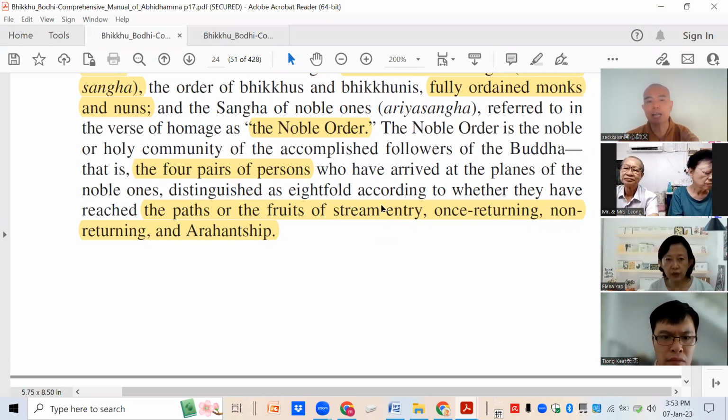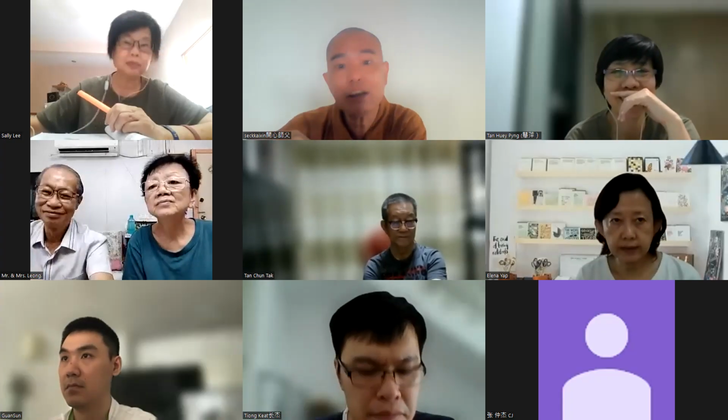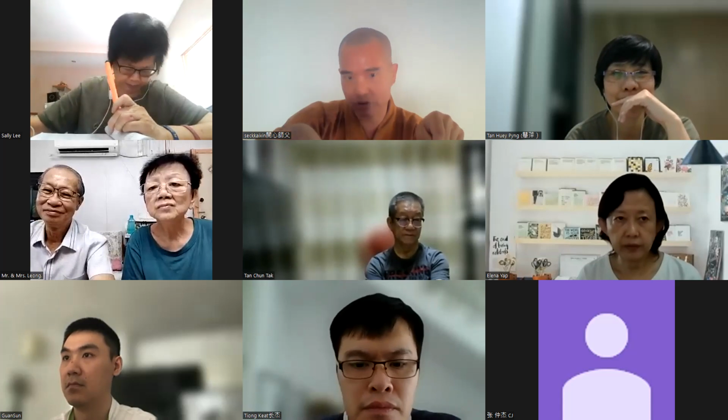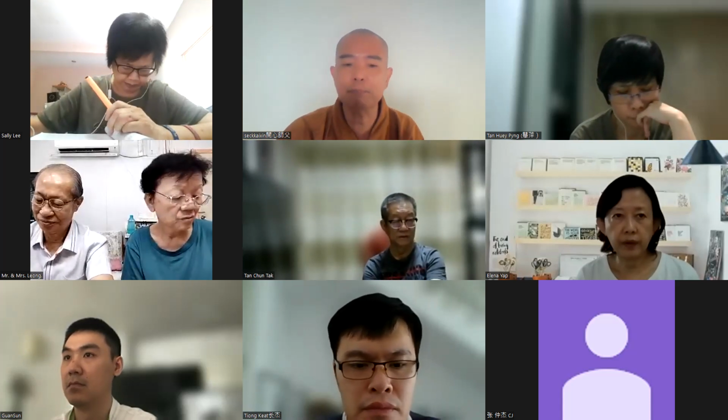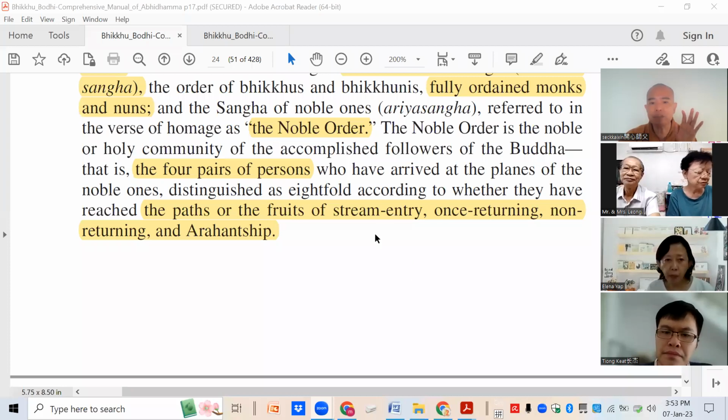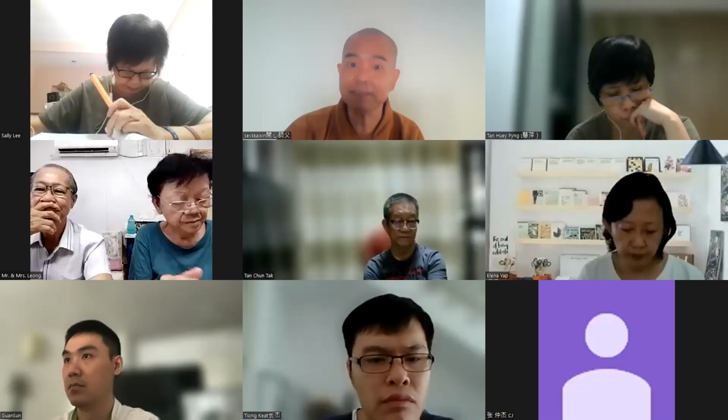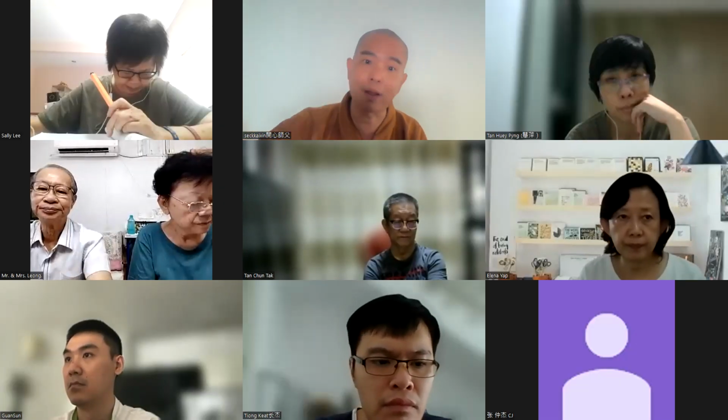So four times two will be eight, right? Here we have four pairs. Four pairs means eight, right? Am I correct? Four times two, path and fruition. So there will be the path for the stream entry, path for the once-returning, path for the non-returning, and the path for arahantship, and then also fruition, repeating the same thing. Okay, get it? We'll go into detail in chapter number 1.